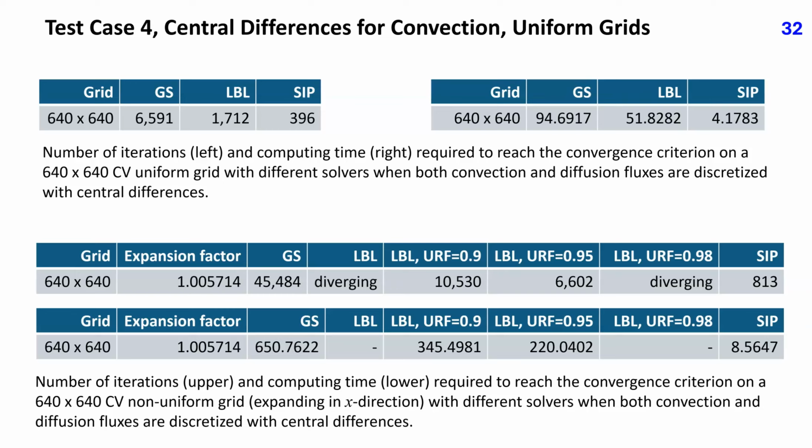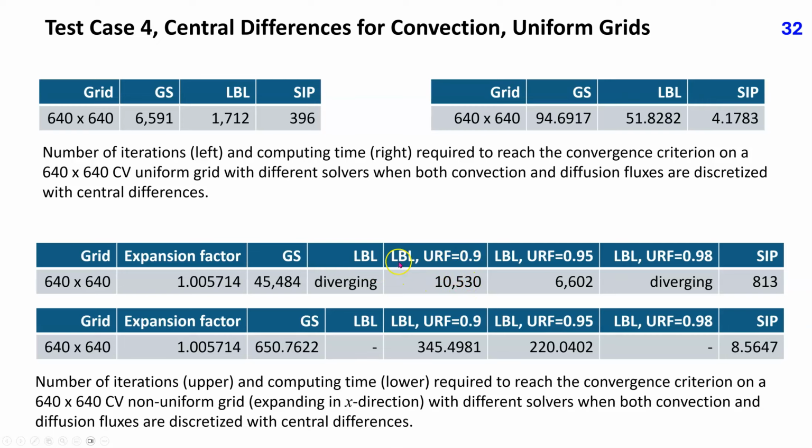In the case of non-uniform grids, GS needs almost 7 times more iterations to converge. The increase is more moderate for the SIP solver. It needs twice as many iterations. The LBL solver diverges on non-uniform grids. Under relaxation by a factor of 0.9 helps.